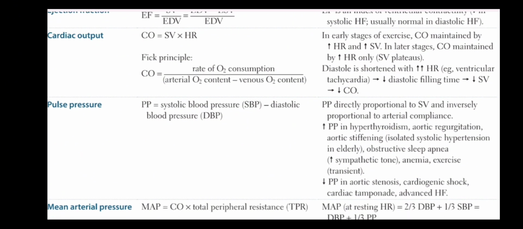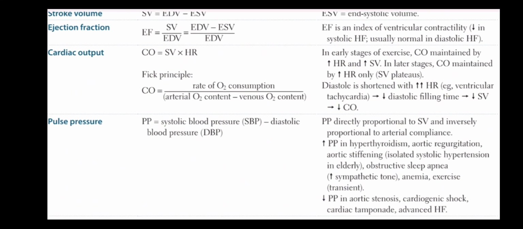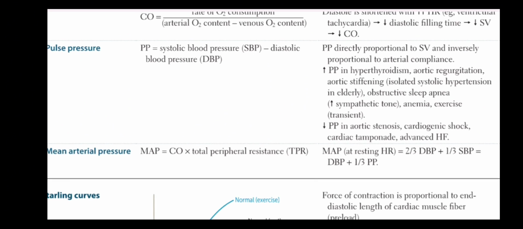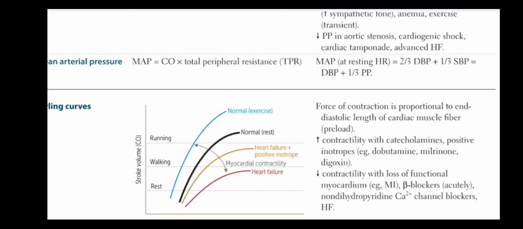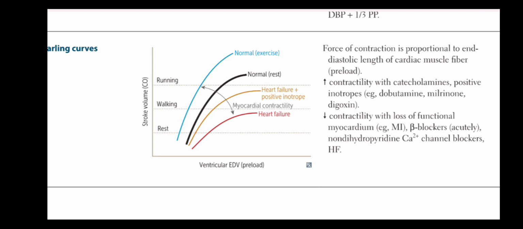Then we have cardiac output. Cardiac output is the stroke volume multiplied by heart rate. That is, it is the amount of blood pumped out of the heart in 1 minute, and it is calculated through the Fick principle. Then we have pulse pressure. Pulse pressure is the amount of pressure obtained by subtracting diastolic blood pressure from systolic blood pressure. That is SBP minus DBP gives pulse pressure. Then what is the mean arterial pressure? Mean arterial pressure is the cardiac output multiplied by total peripheral resistance, and TPR is obtained through the arteriolar contractions.